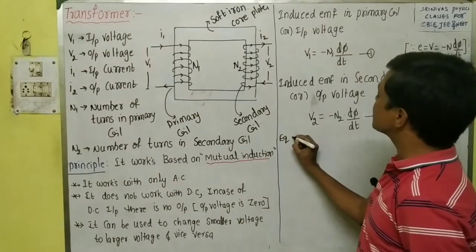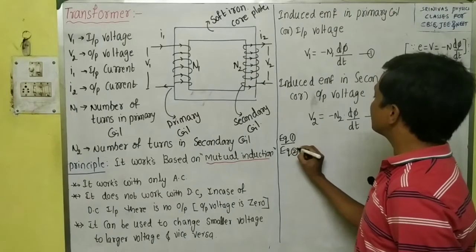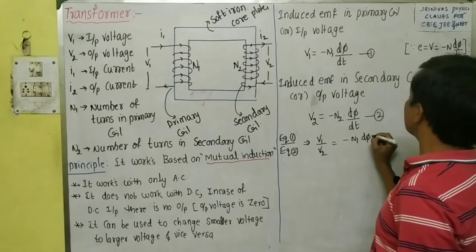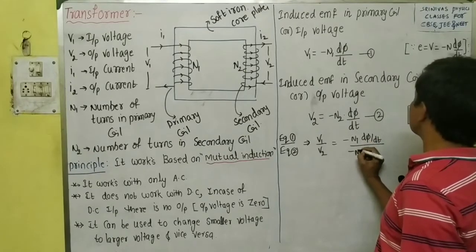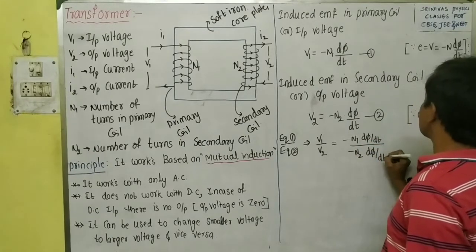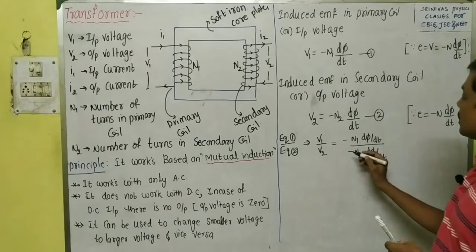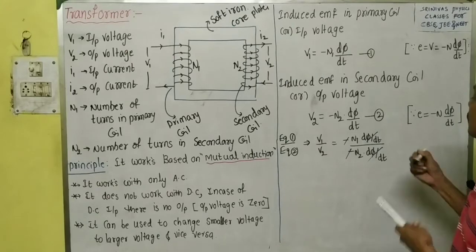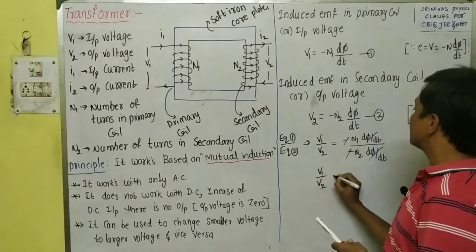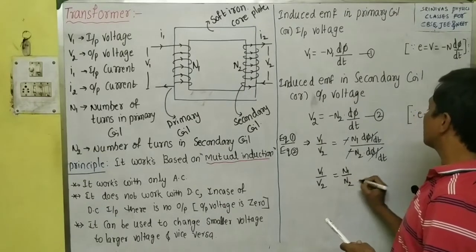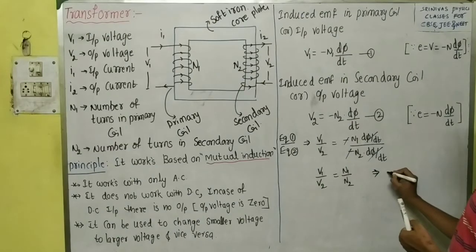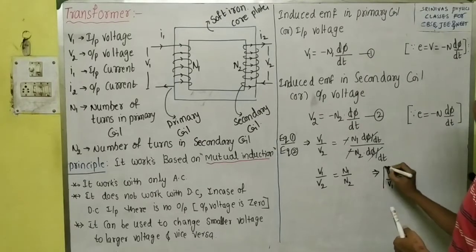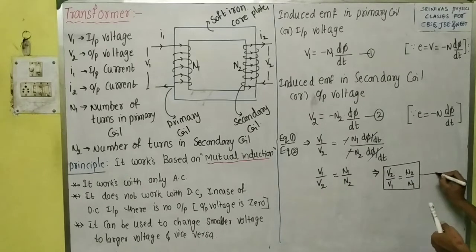Let us divide the two equations, equation 1 by equation 2. When we divide, we get V1 by V2 equal to minus N1 d phi by dt by minus N2 d phi by dt. Let us cancel: the minus signs cancel, and d phi by dt cancels. Finally we get V1 by V2 as N1 by N2. We can also write this as V2 by V1 equal to N2 by N1. This is equation 3.